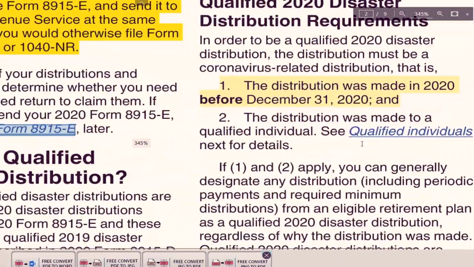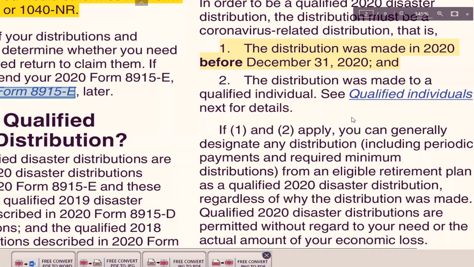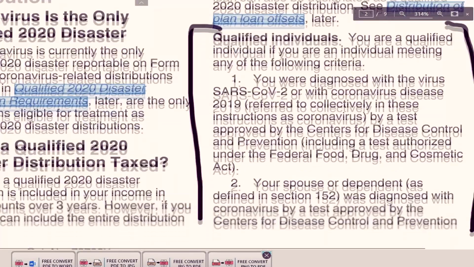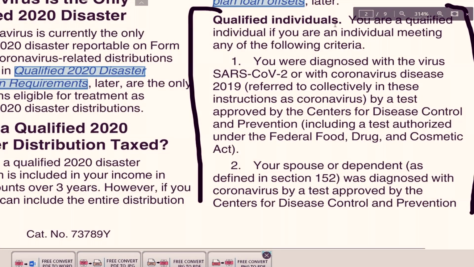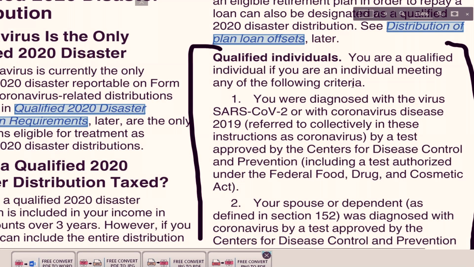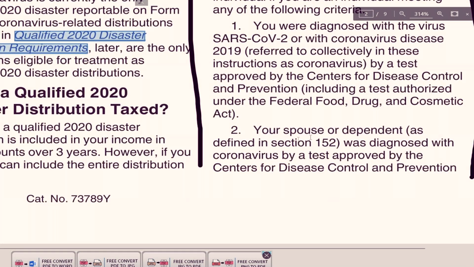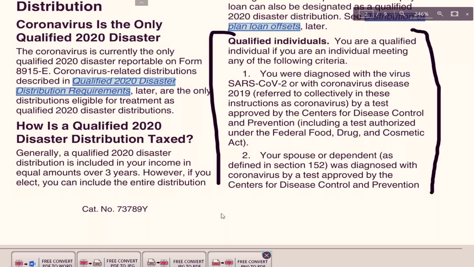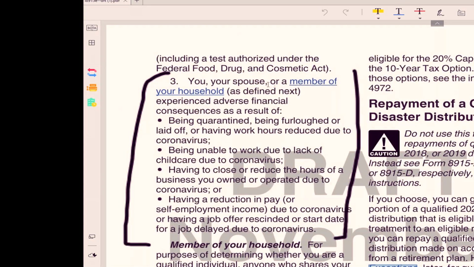It talks a lot about qualified individuals. Basically, you can tell if you're a qualified individual on page 2 of the PDF. It says you are a qualified individual if you are an individual meeting any of these following criteria. You were diagnosed with COVID, or your spouse or dependent, defined in section 2, was diagnosed with COVID. So there are two examples of a qualified individual.